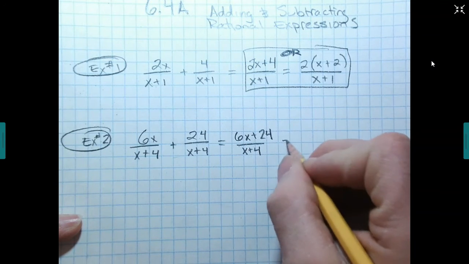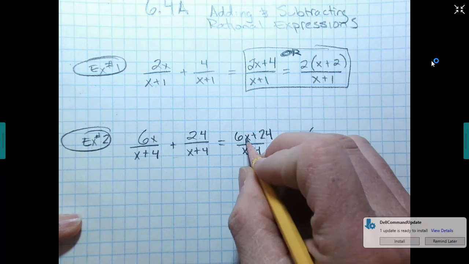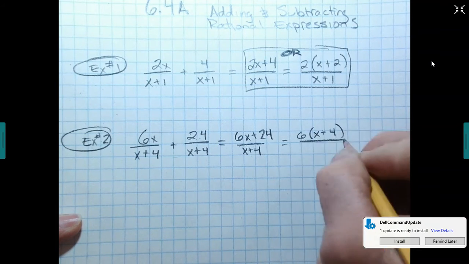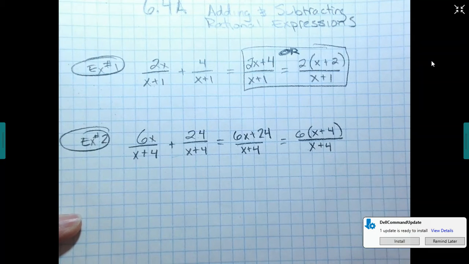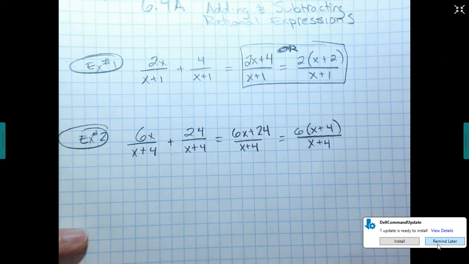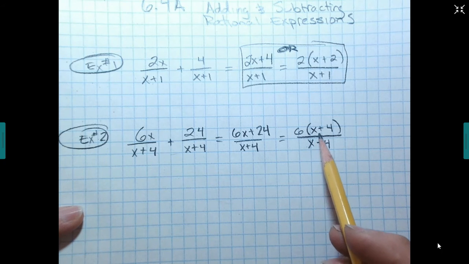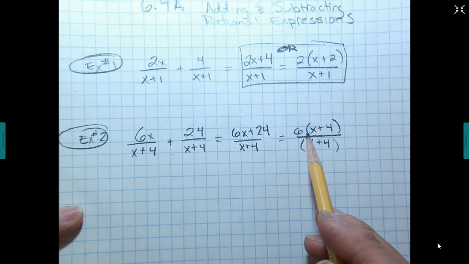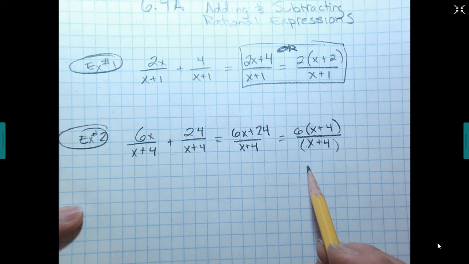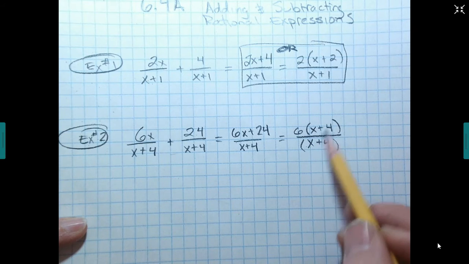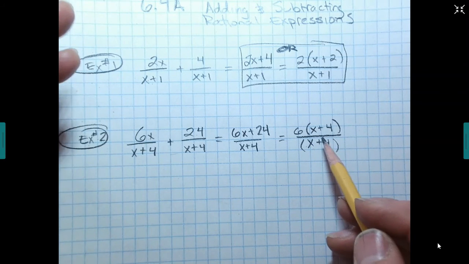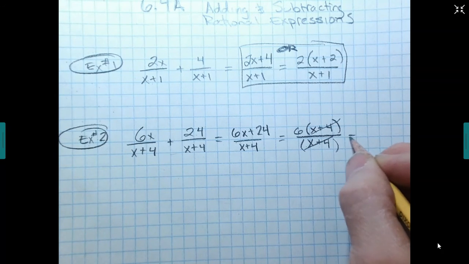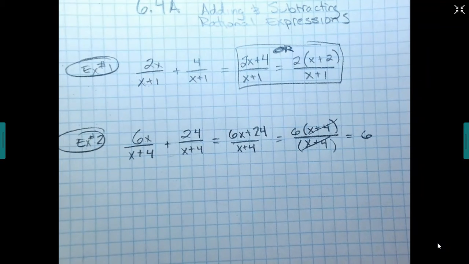Now this one I can also factor. 6 is in both of these, so if I factor out a 6, 6x divided by 6 is x, 24 divided by 6 is 4, so I have x plus 4. Now here's where it's beneficial to do this, because now I have 6 times x plus 4, and then I have x plus 4 on the bottom. So because it's times, I can cancel them, right? Because x plus 4 divided by x plus 4 is 1. So I'm left with 6.